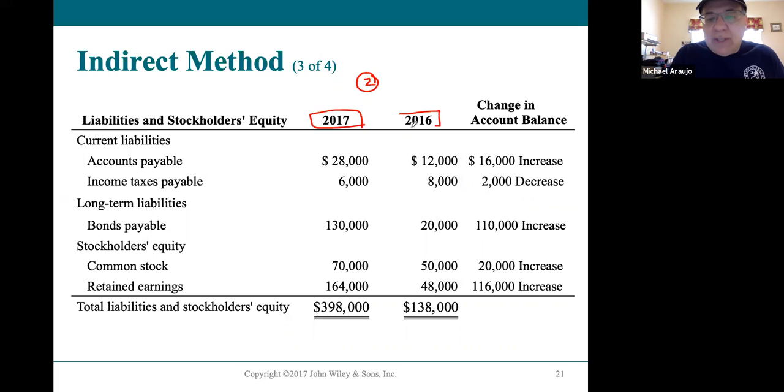The base year 2016 changes to 2017 in liabilities and in stockholders' equity with the changes noted on the right side. Remember, the changes noted, look at the 2016 number, then look at the 2017 number and note the difference. So 2016 started with $12,000 in payable. 2017 is $28,000 in payable. That's $16,000 more. That's the increase. So that's how they're looking at it there.